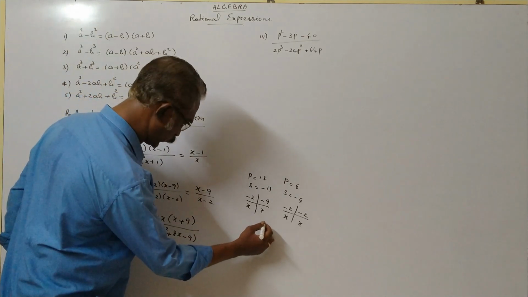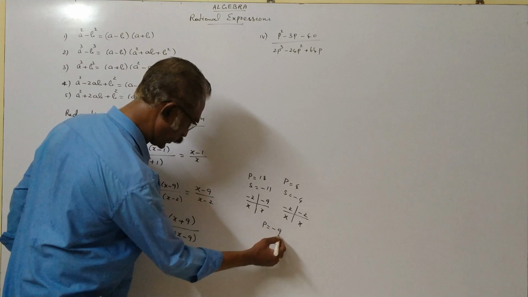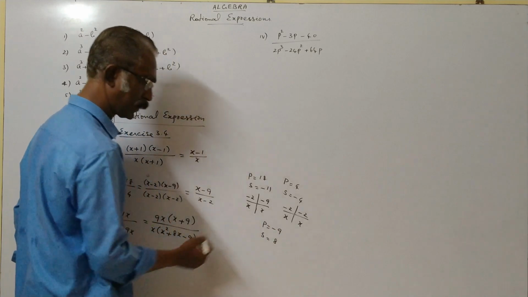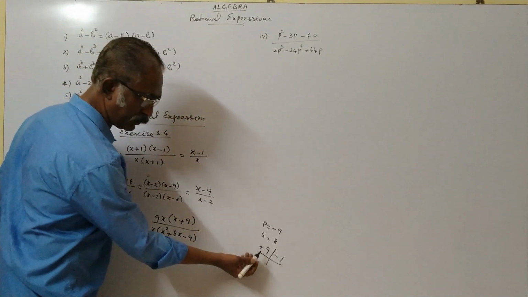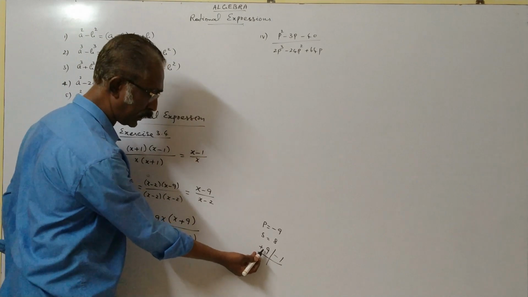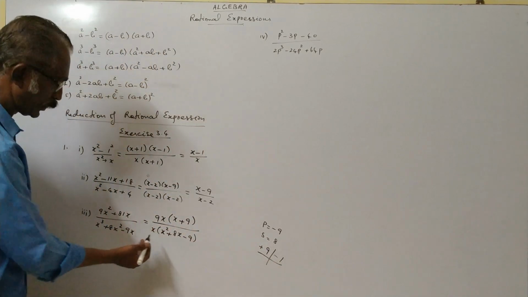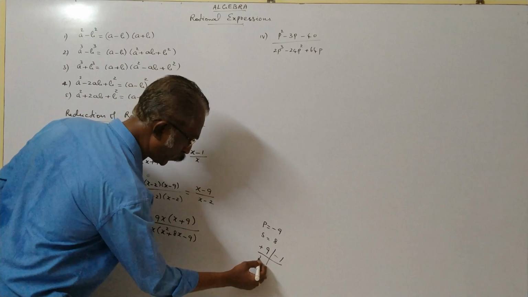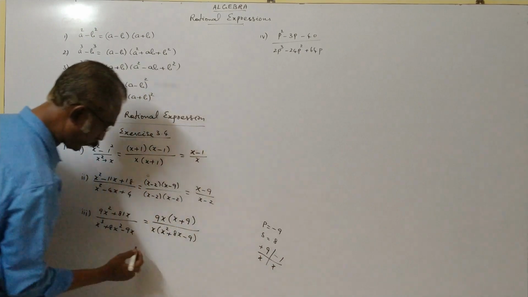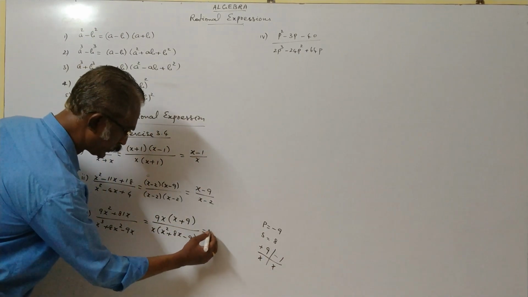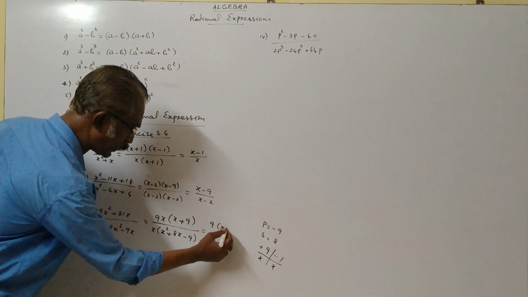So the product is minus 9 and the sum is 8. So we can find the numbers. The numbers are plus 9 and minus 1. Here we have x square, so you put x and x. Therefore we can write this as x plus 9 into x minus 1.